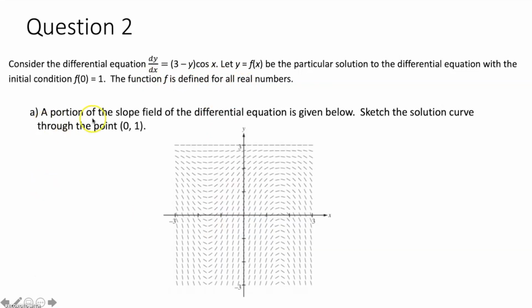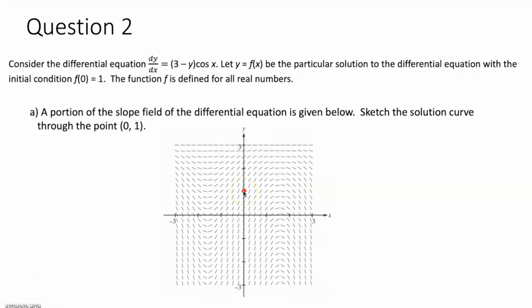First, it says a portion of the slope field of the differential equation is given below. Sketch the solution curve through the point 0, 1. So this time they're not even asking you to sketch the slope field. They're giving you the slope field and asking you to sketch the solution curve through this given point. So this is, again, super easy. This should be a free point right here. So 0, 1. Where's the point 0, 1? 0, 1 would be right here. We put a point right there.